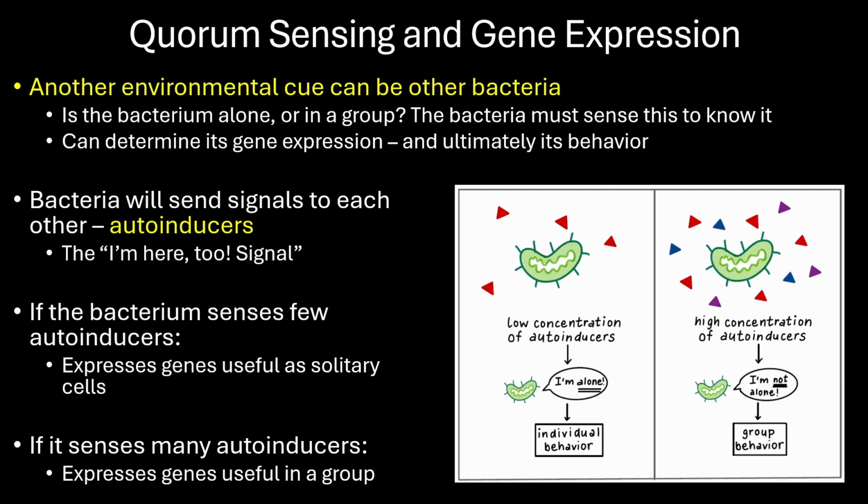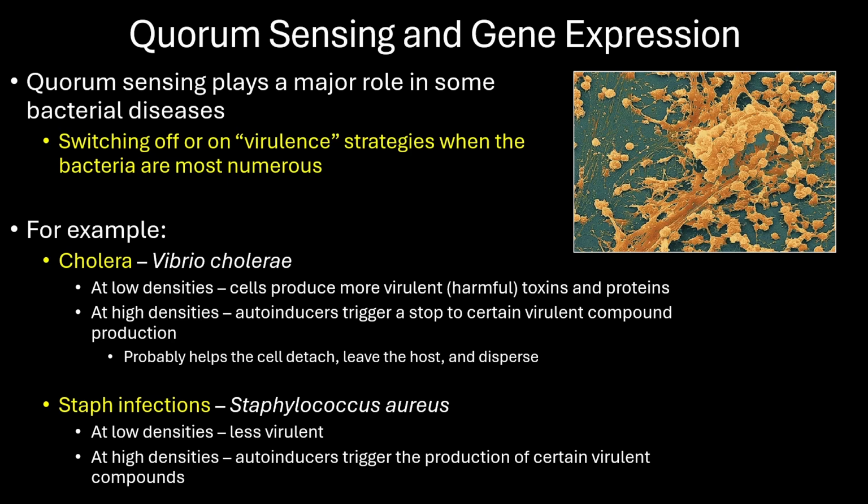If bacteria sense very few autoinducers, the cell is going to express mostly genes that are necessary for them to use when they are a solitary cell, when they are truly on their own. But if it senses a lot of autoinducers, more than it makes themselves, it's going to switch over to utilize genes and express them that are more useful when the organism is living in a group. Those lifestyles can be very different. Quorum sensing, which is what this is called, is something that plays a pretty major role in a lot of bacterial diseases. Some bacteria can switch on or switch off different virulence strategies when they are more numerous or less numerous.